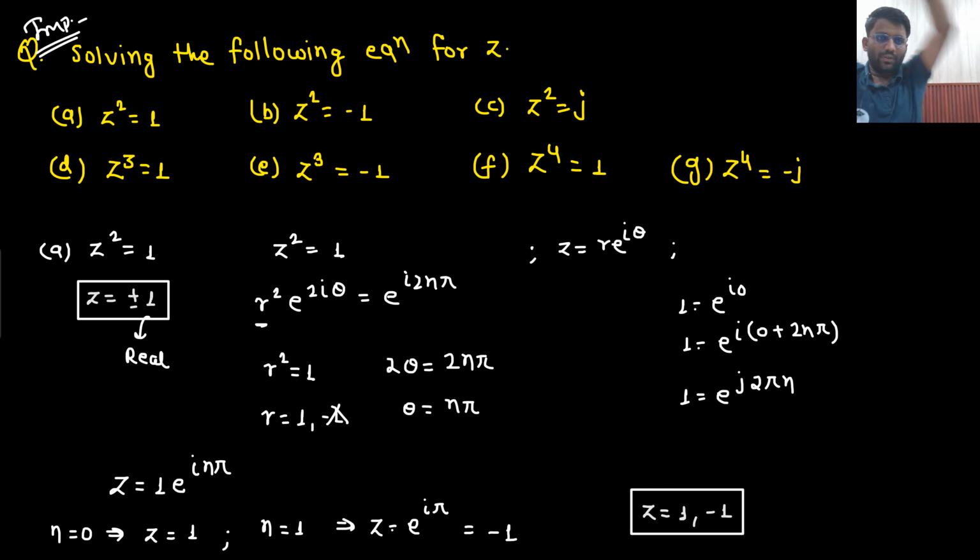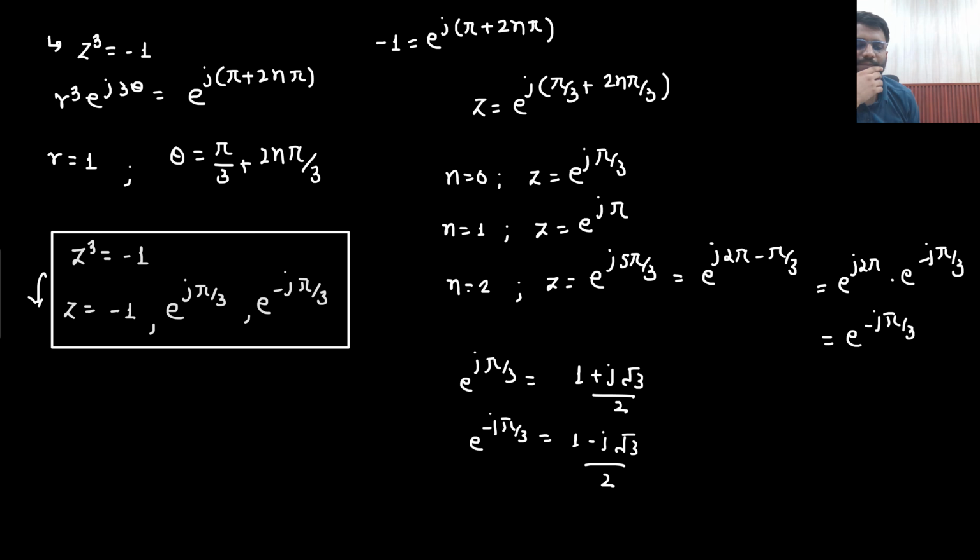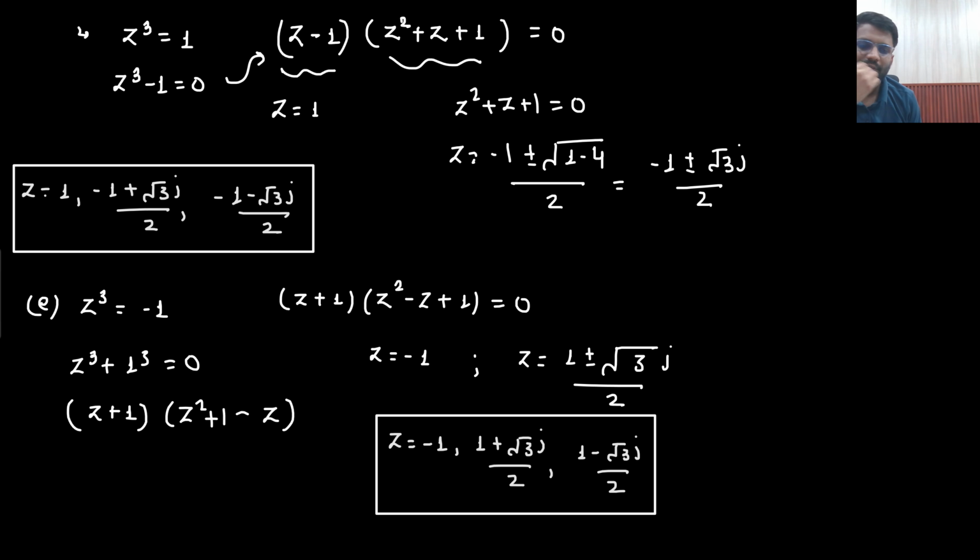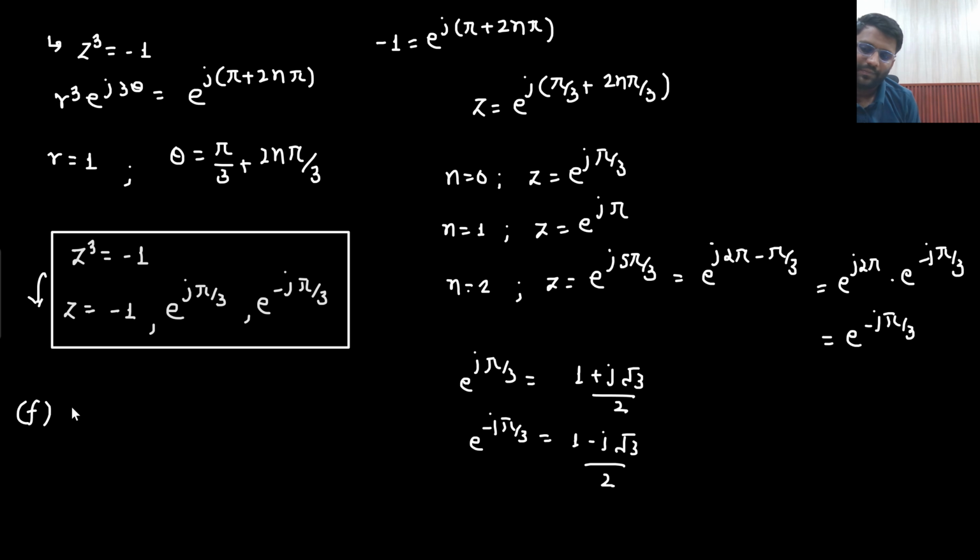Try solving it on your own, with the different ways you can solve it. Z to the power 4 equals 1. How will you solve it? A, B, C, D, E, F. Z to the power 4 equals 1.